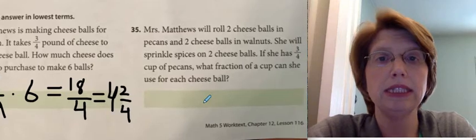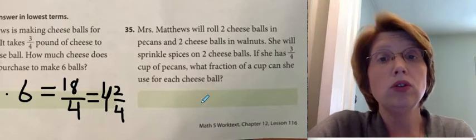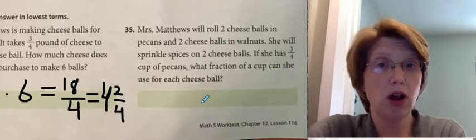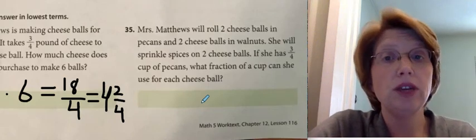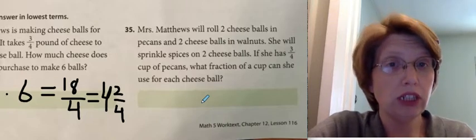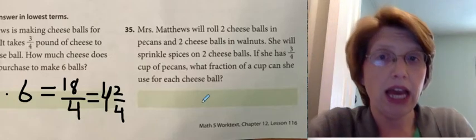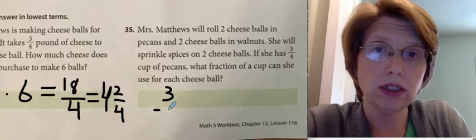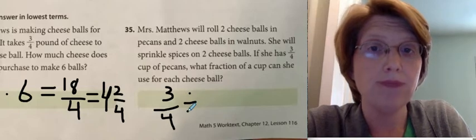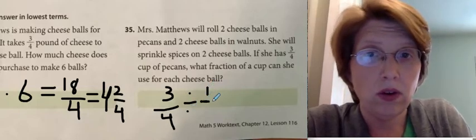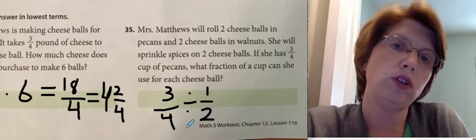Okay, the next one says Mrs. Matthews will roll 2 cheese balls in pecans and 2 in walnuts. She will sprinkle spices on 2 cheese balls. Okay, so pecans, 2, walnuts, 2, spices. If she has 3/4 cups of pecans, what fraction of a cup can she use for each cheese ball? So we want to divide 3/4 divided by half, right? Because she only has 2 that she needs to use pecans for, right? Yeah. So 3/4 divided by 2.